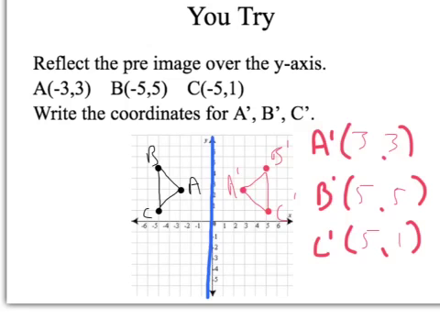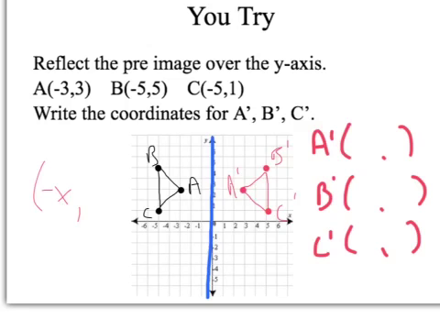Now the general notation for reflection over the y-axis. Let's look at our original compared to the new ones. So A prime I want from -3 to +3. So opposite signs, same number but different signs. So therefore I want to do the -x. And then to look at the y-coordinate, A was 3, and A prime stayed 3, so the y doesn't change at all.